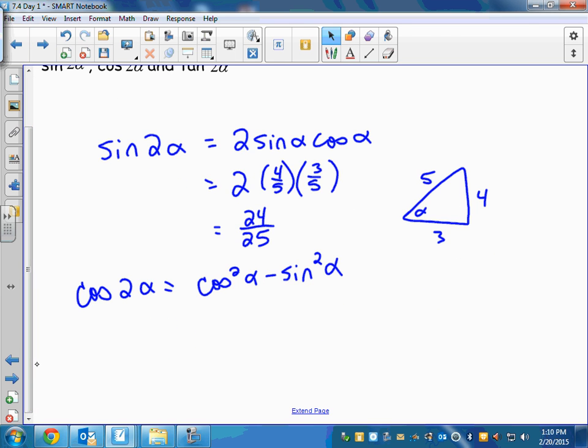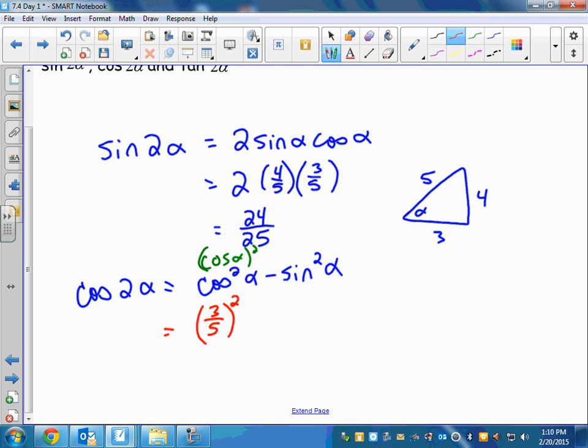Yeah, so cosine squared is the same as saying cosine alpha and then you square it. So you still can use your triangle, and the cosine was 3/5, and then you just square that whole value. And the sine is still 4/5, and then you just square that whole value. So that's what you do when you have a trig function squared.